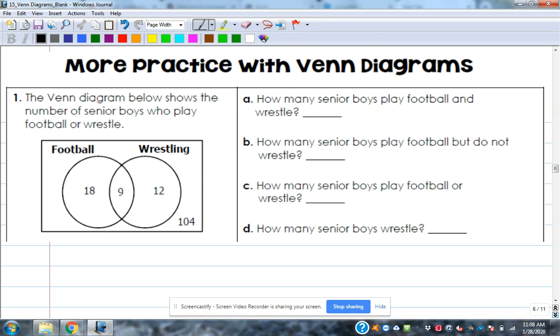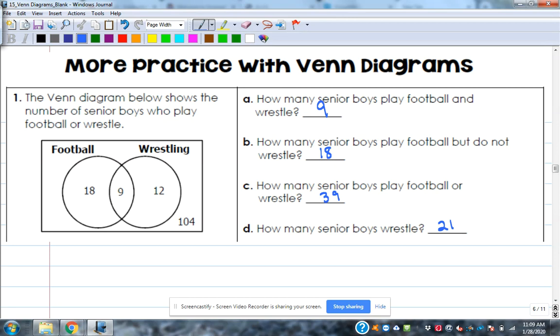9. Okay. Number 1, A is 9. B says how many senior boys play football but do not wrestle? 18. How many senior boys play football or wrestle? How'd you get that? Add the 18, the 12, and the 9. That's good. Good job. And then how many senior boys wrestle? 21. Because some of them wrestle and play football.